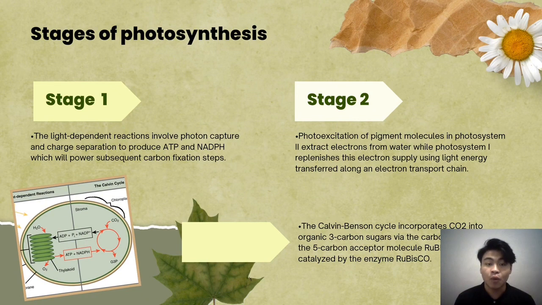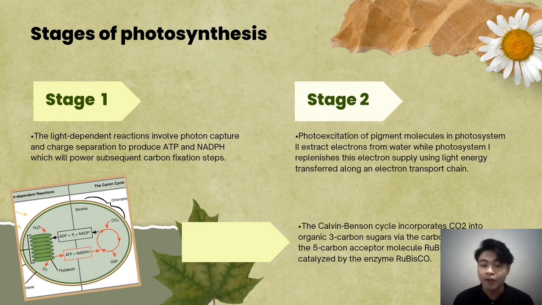There are two stages of photosynthesis. Stage 1 is the light-dependent reactions, which involve photon capture and charge separation to produce ATP and NADPH, which will power the subsequent carbon fixation step. Pigment molecules in the photosystems extract electrons from water, while photosystems use light energy to transfer this electron supply along an electron transport chain.